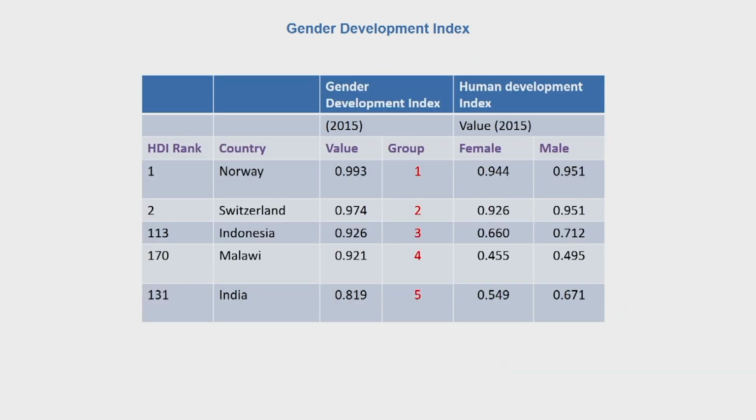In terms of some examples, Norway is in group 1. This is based upon the value of 2015. Note the value of GDI and the value of HDI here. Switzerland is in group 2, Indonesia in 3, Malawi in 4, and India in group 5, which has a lot of gender disparity in terms of human development achievements among men and women.